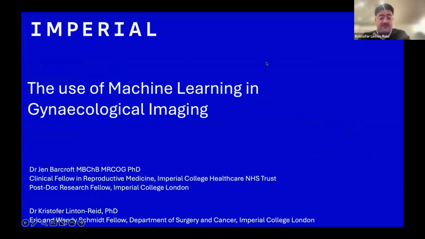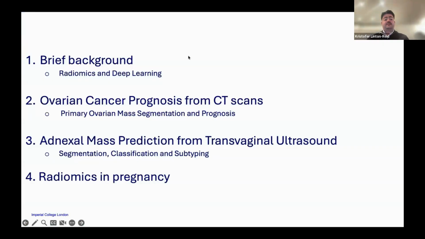So today we'll be talking about a few of our pieces of work focused on AI machine learning in gynecological imaging. So the plan for today is I'll give a brief background into what radiomics is and deep learning so that we're all on the same page. And then I'll discuss one of our more recent studies on ovarian cancer prognosis from preoperative CT scans. And then Jen will talk a bit more about our work on adnexal mass prediction from transvaginal ultrasounds. Then lastly, Jen will also talk about radiomics in pregnancy.